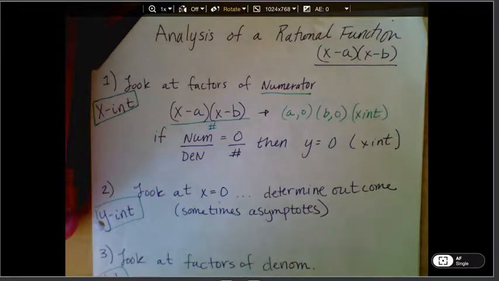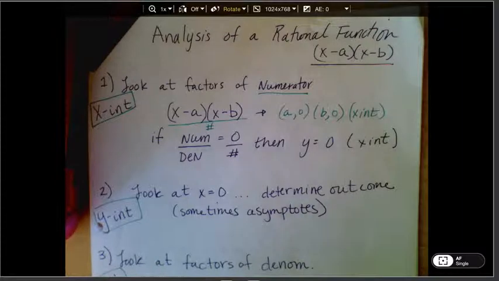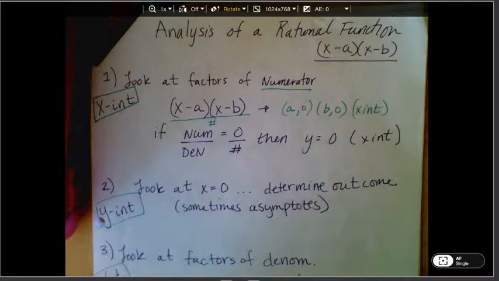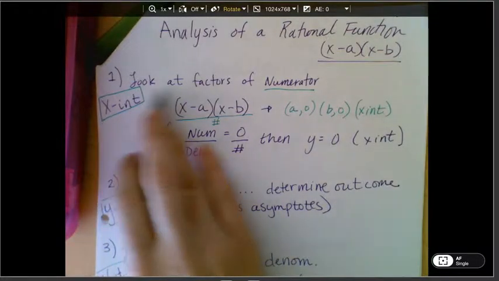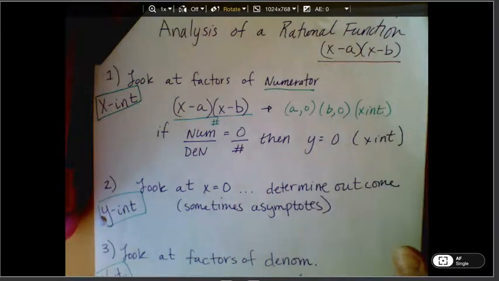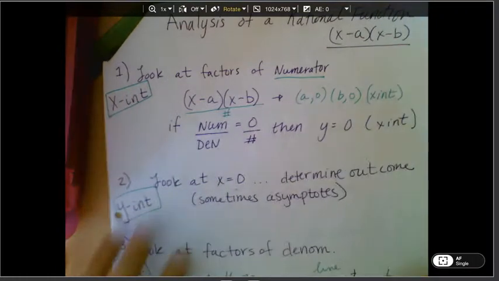All right, anytime you want to graph a rational function, you can go through these key features, and if you have these key features, you should be able to graph any function. So, one, look at the factors of the numerator. Why do I care about the factors of the numerator?